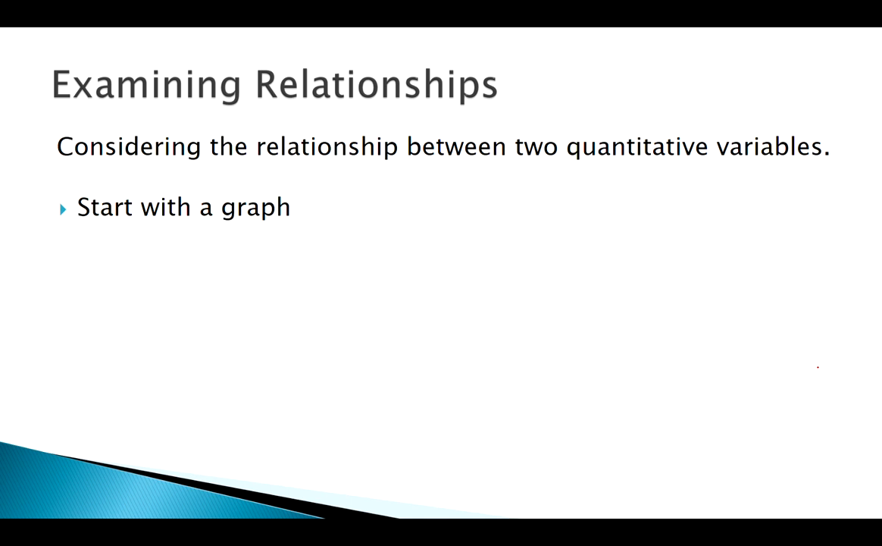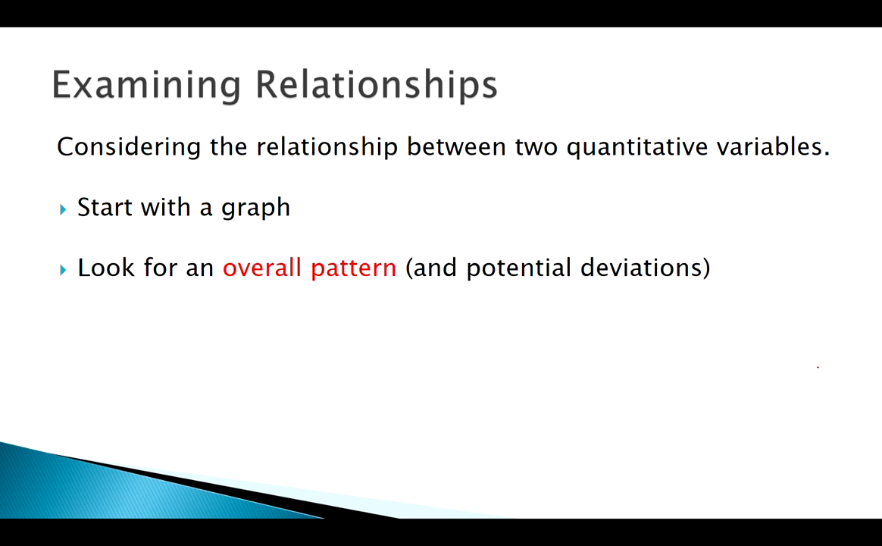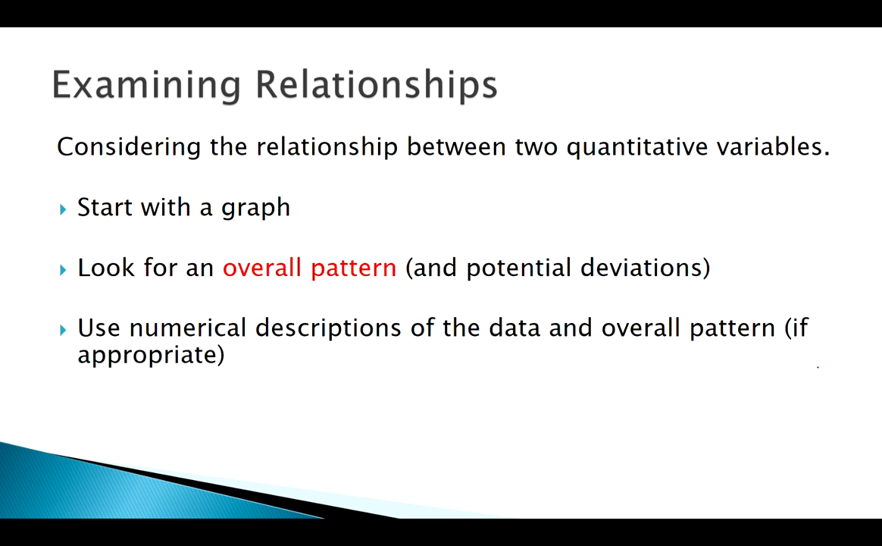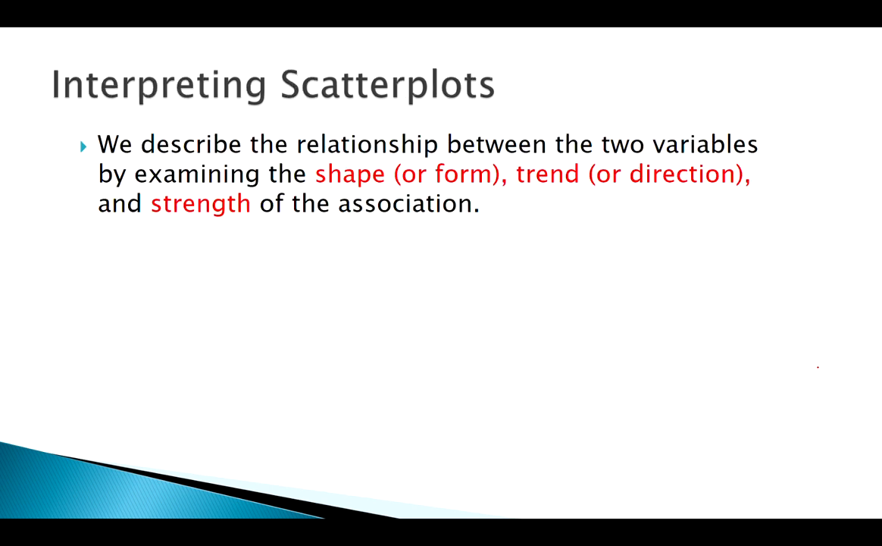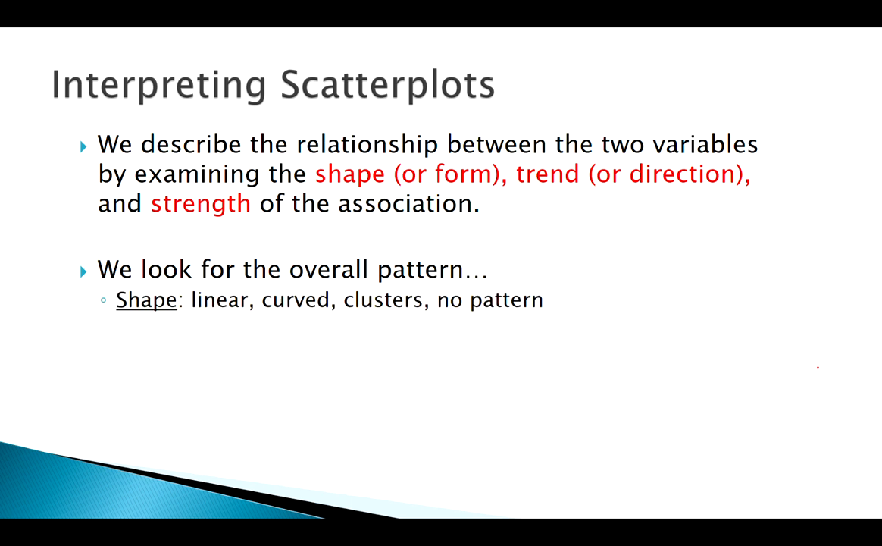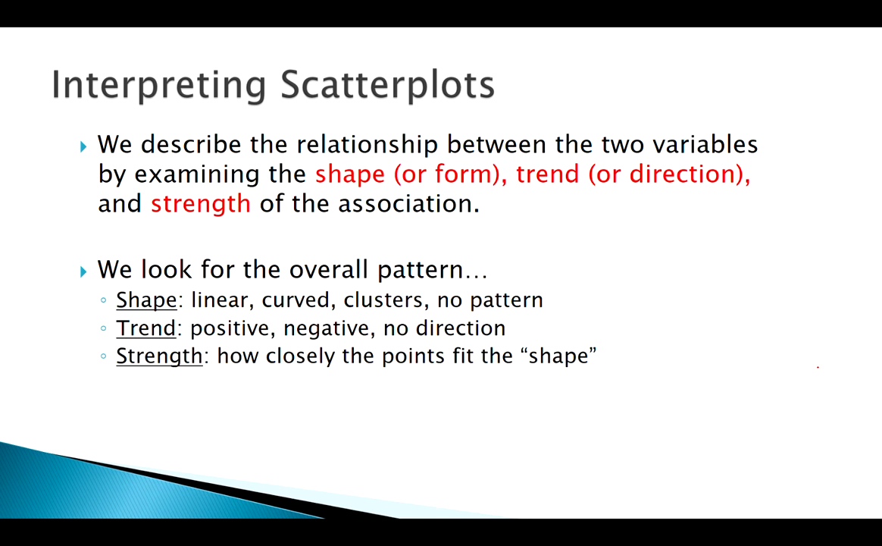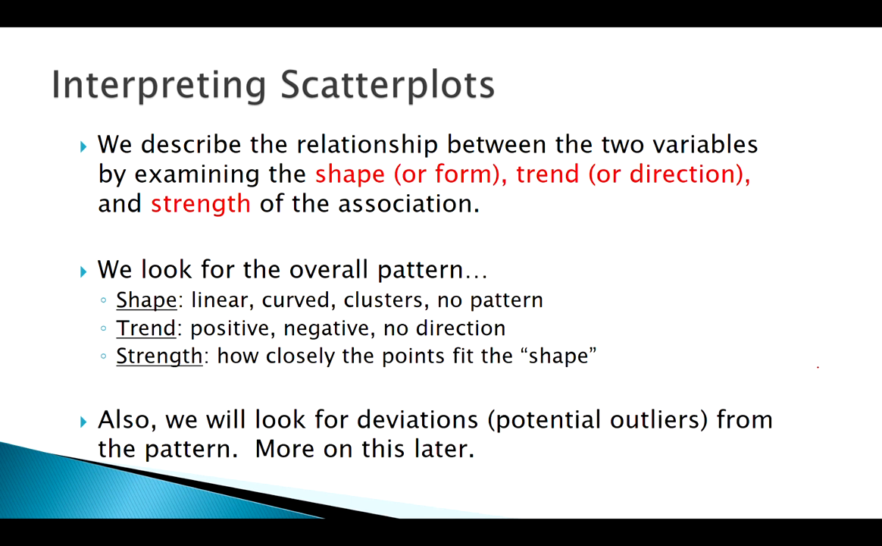So we start with the graph. What exactly are we looking for in that graph? Let's look for that pattern. Then we'll get to numerical descriptors and modeling. When we're looking at a scatter plot, there's three main things we're looking for: the shape, the trend, and the strength. Here's some of the shapes we might be looking for. Here's how we'll describe the trend. And the strength is how tight the spread is. We'll also look for outliers, but it's a little bit different in the bivariate case. We'll talk about that a little bit later.